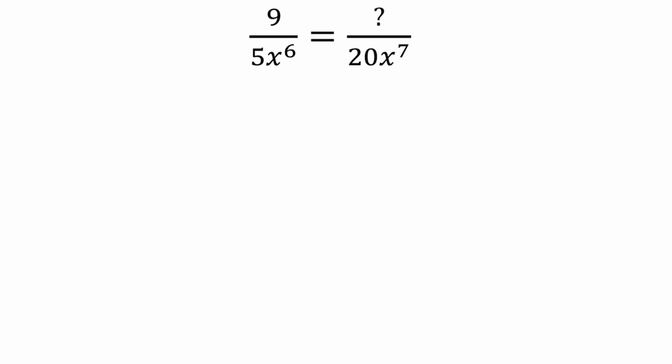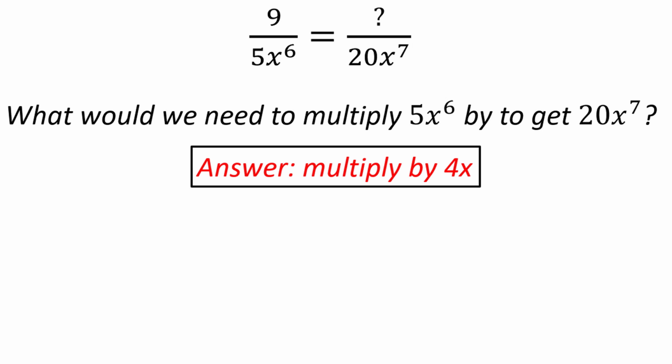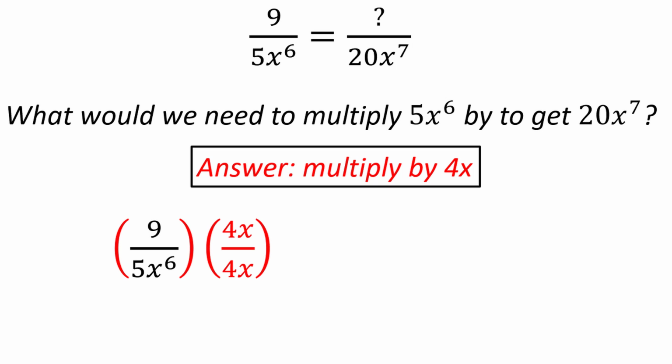We ask ourselves, what would we need to multiply 5x to the 6th by in order to get 20x to the 7th? Well, to get 20, we would need to multiply by 4, and to get x to the 7th, we would need just one additional x, which means we need to multiply by 4x. Since we don't want to change our expression, we need to multiply by 4x over 4x, which is just a unique form of the number 1, and won't change the expression.